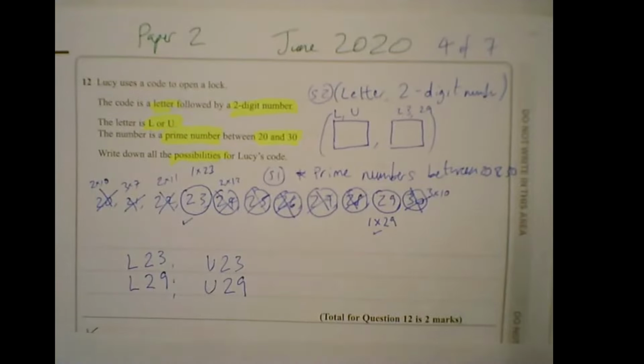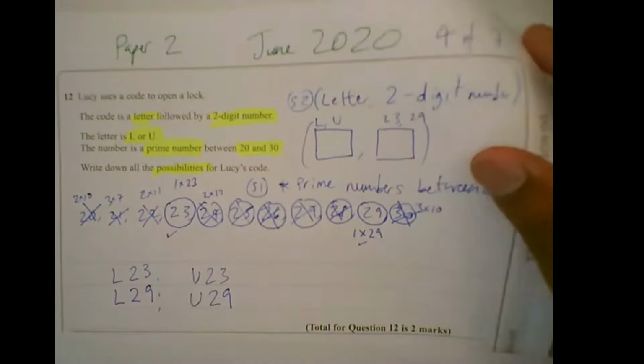So in this example, I only have 4 combinations. And there's a lot more work compared to the other questions. So you can see this question is much harder than the previous questions. To get 1 method mark, you need to have 2 out of these 4. So this is a 2-mark question. Okay, hope you found that helpful. Let's go to the next question.